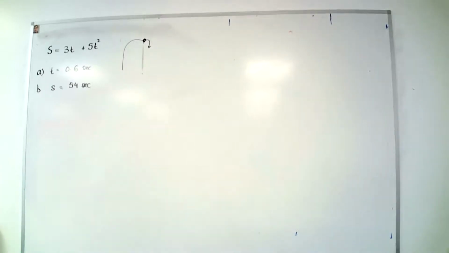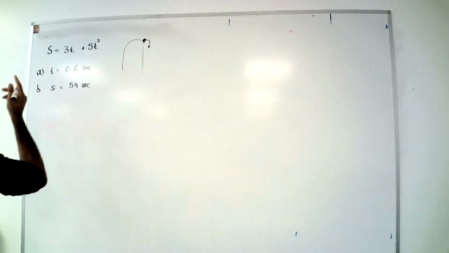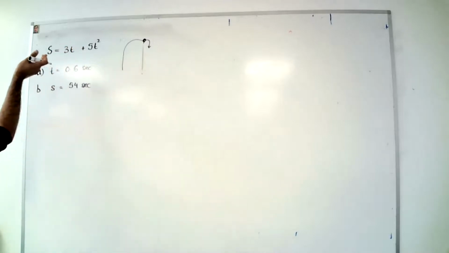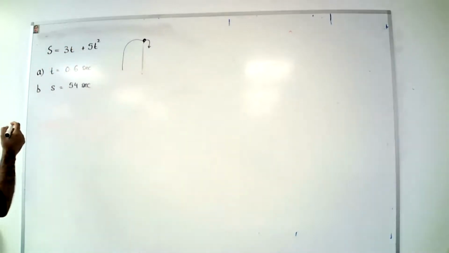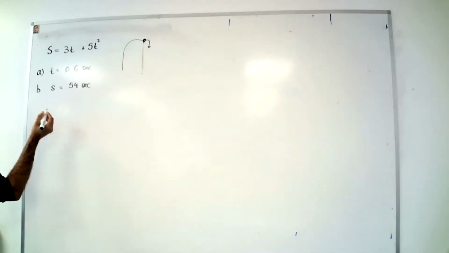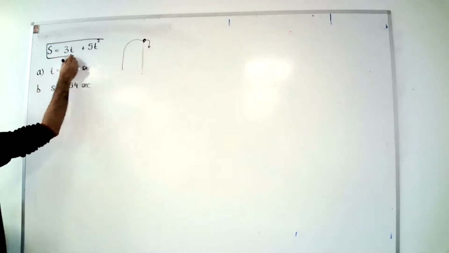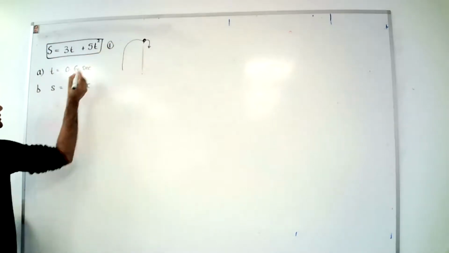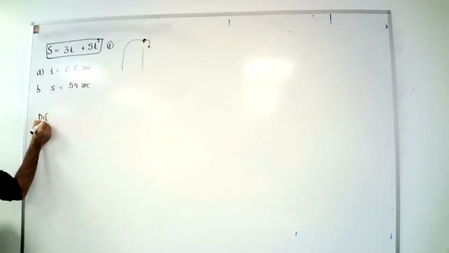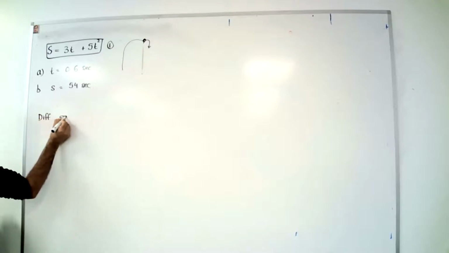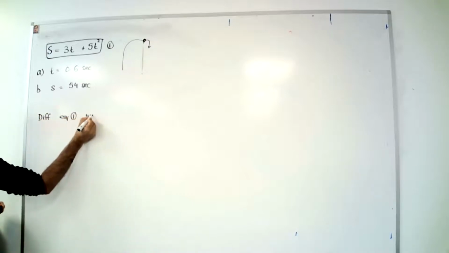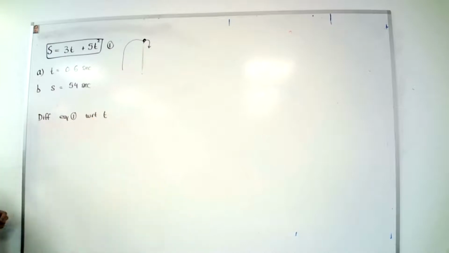The easy way to do that one is write down the equation, which is s equals 3t plus 5t squared. Now you will need to differentiate this equation. I'm going to call this equation 1. So you differentiate the equation with respect to t.